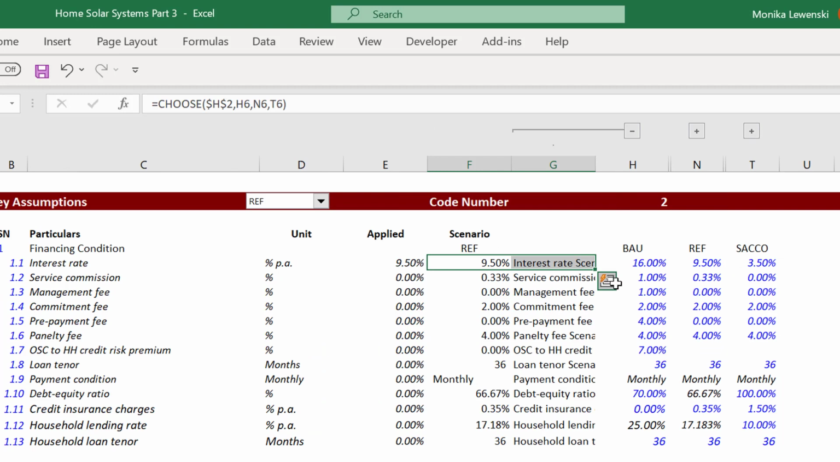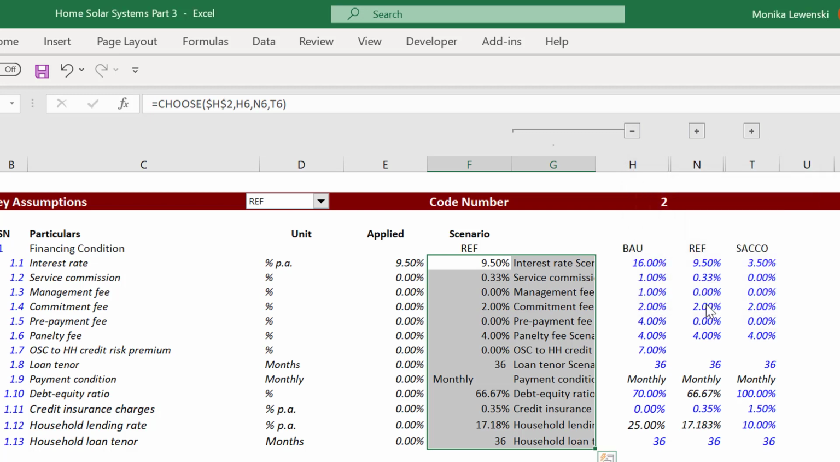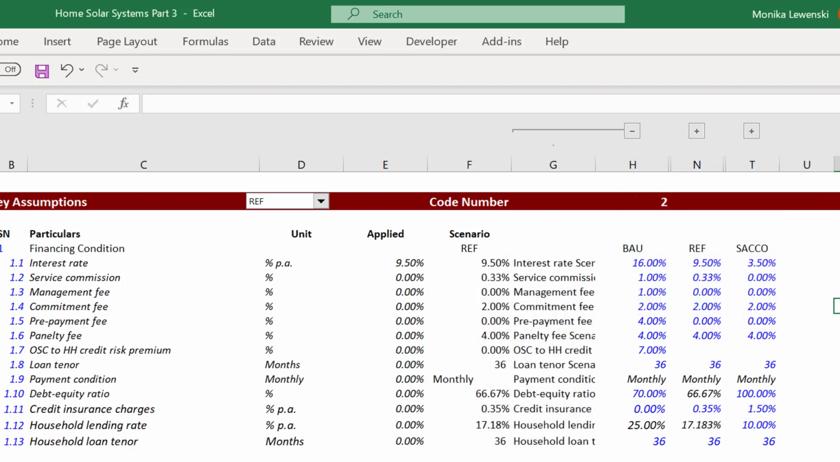Now, what you do is number one, for the scenario, you just select this area and press Shift, Control, and F3, and it's going to name all the ranges, not range the names, and it took them from the right column. Now I'm going to do the same thing here, but give me just a minute to break this so you don't have to watch it all.